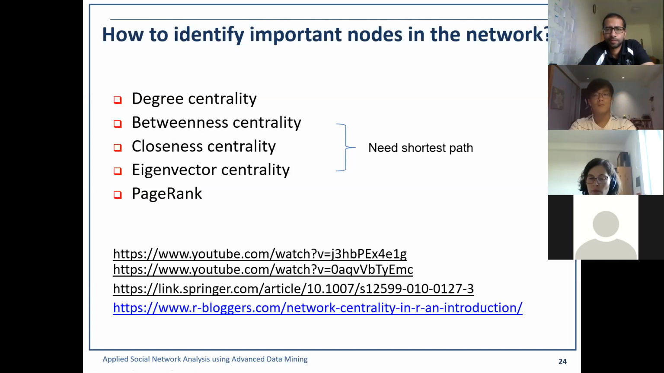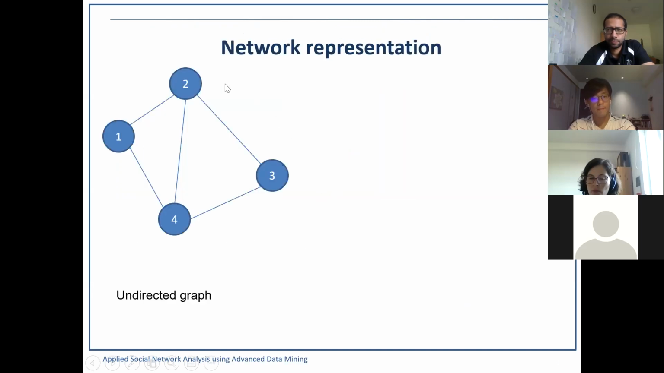I understand you're arguing from an application point of view, but for the moment, I would like to argue from a social network point of view. So we just introduced the representation. So think of a network like this one here. What does it mean a node is more or less important?